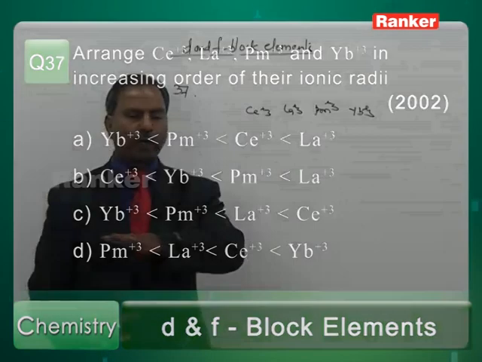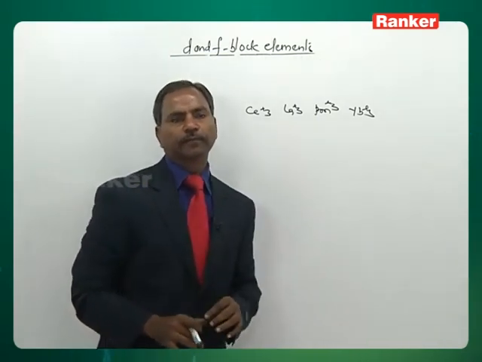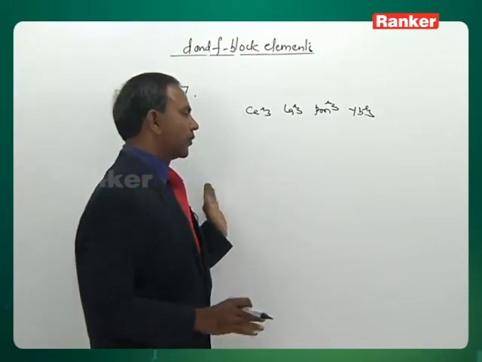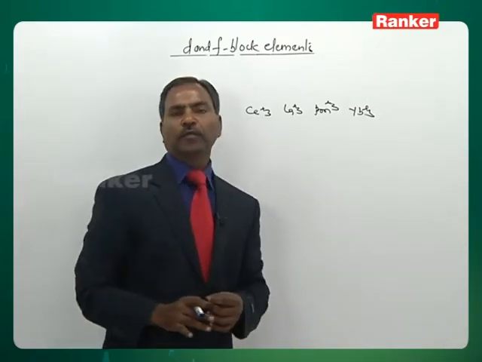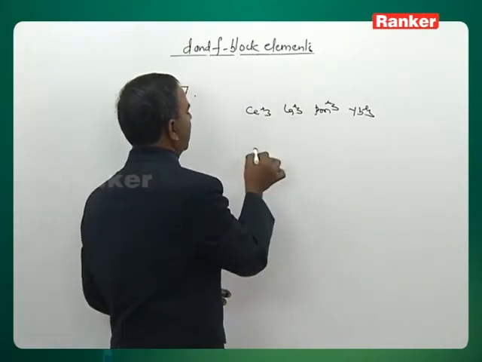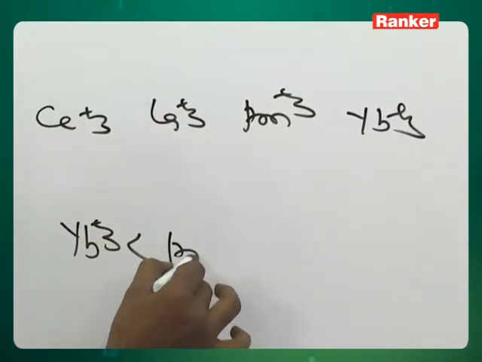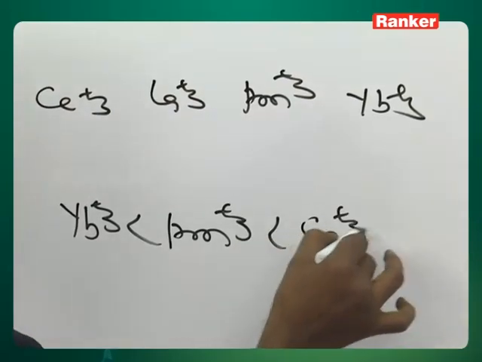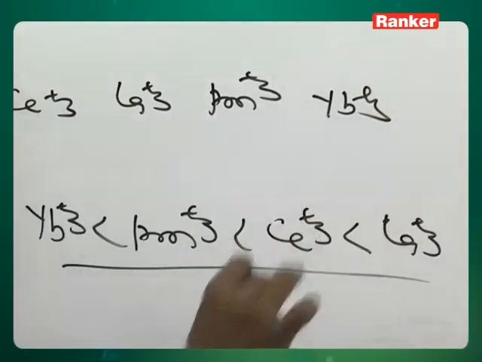According to lanthanide contraction, from left to right across the lanthanides, the ionic size is decreasing. Whichever ion is on the right-hand side has a smaller ionic size, and on the left-hand side a bigger size. Therefore, ytterbium +3 is smallest, then promethium +3, followed by cerium +3, followed by lanthanum +3. This should be the answer.